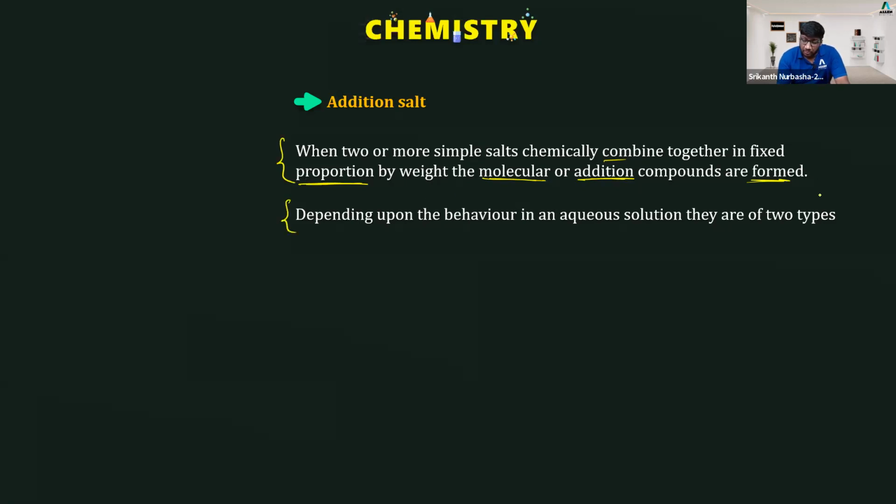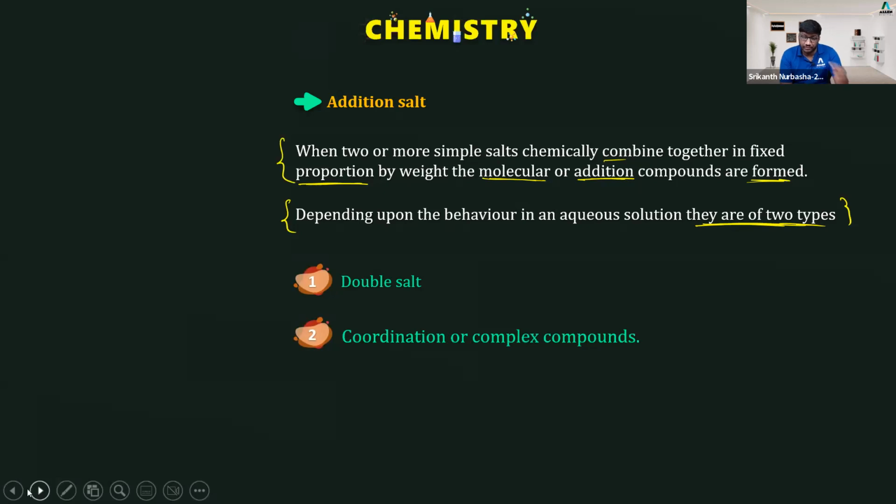Depending upon the behavior in the aqueous solution, the addition salts were classified into two types: double salts, complex salts or coordination compounds. What is a simple salt? Simple salt, one cation, one anion. Add a mixture of salts, like two or three salts. And if this mixture of salts is combining according to some weight ratio or mole ratio, then you get the addition salt. The addition salt can be classified as two types: double salts or coordination compounds. What is a double salt, students, if you remember?